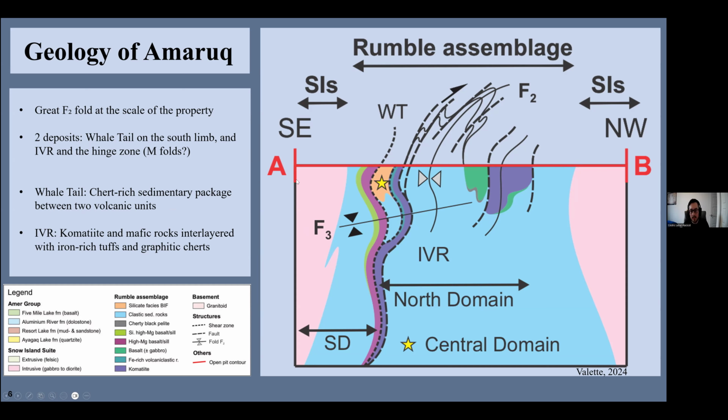So yeah, Welltail we can find here is basically a chert-rich sedimentary package that's caught between two volcanic units. And IVR is a mix of komatiite and mafic rocks that are interlayered with iron-rich tuffs and graphitic cherts.